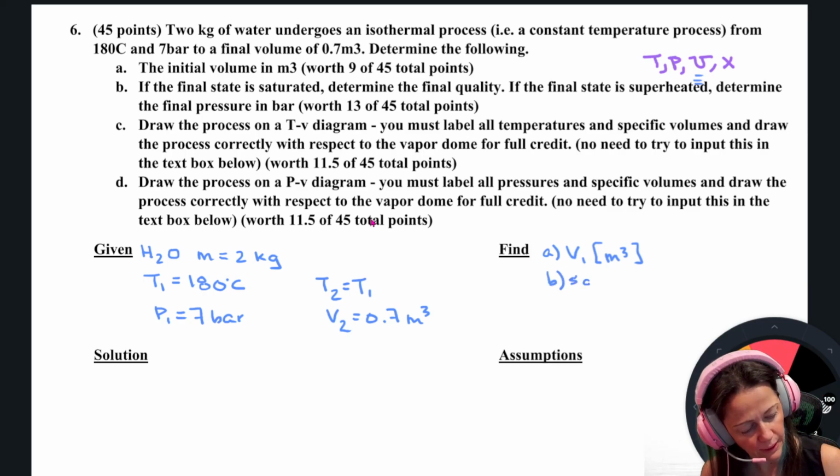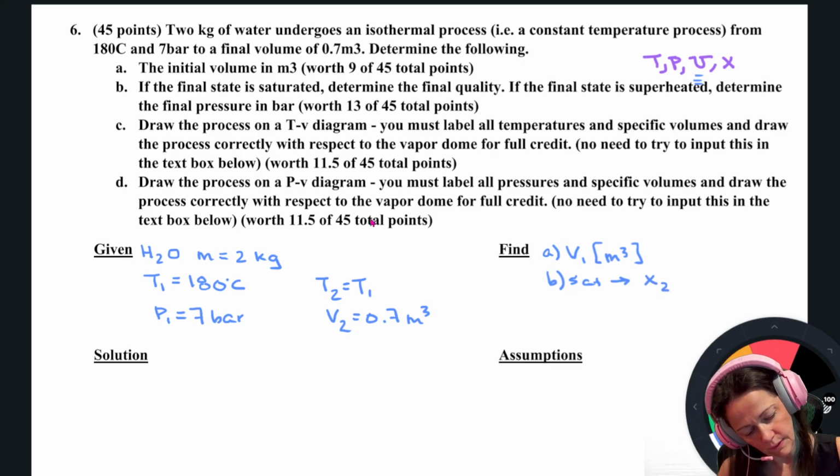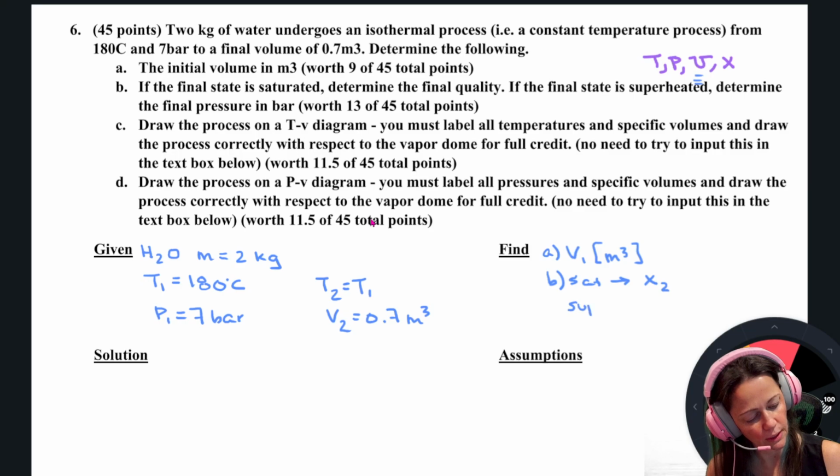Let's see, I'll write it like this. If it's saturated, we want to find the final quality. If it is superheated, then I want to find the final pressure, and we'll put it in bar.